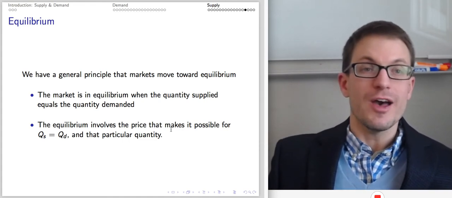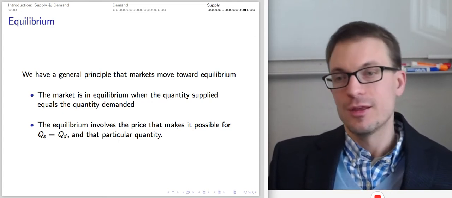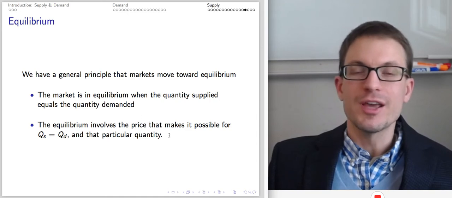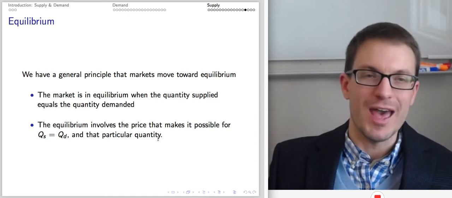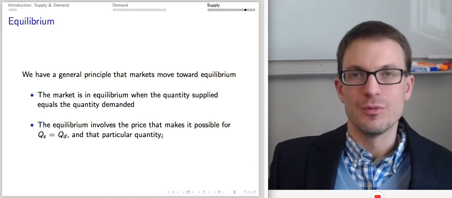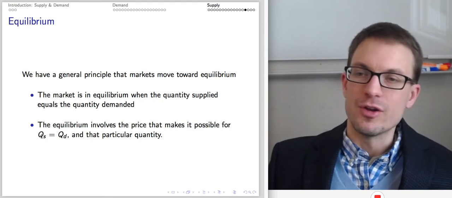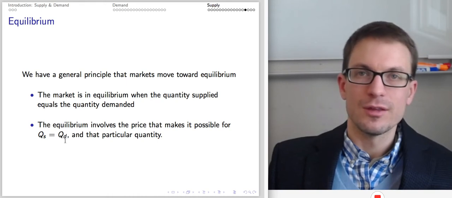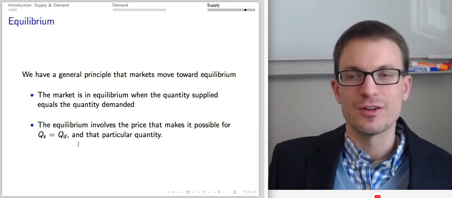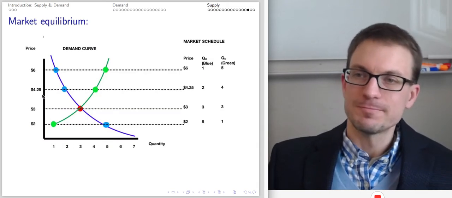And to specify a market equilibrium, we actually need a pair. We need a price and we need a quantity. So the equilibrium involves the price that makes it possible for quantity supplied to equal quantity demanded, as well as that particular quantity, which is called the equilibrium quantity. So you'll notice I denote quantity supplied as Q sub S, and I denote quantity demanded as Q sub D. And that's a pretty standard convention across a lot of economics classes.